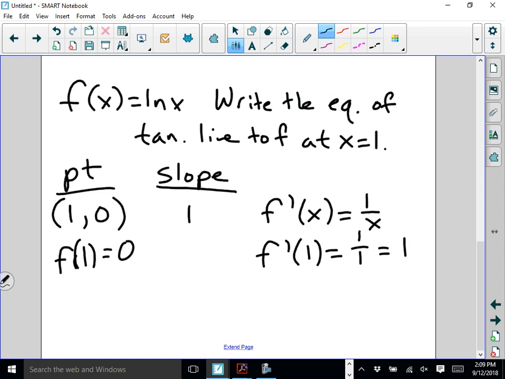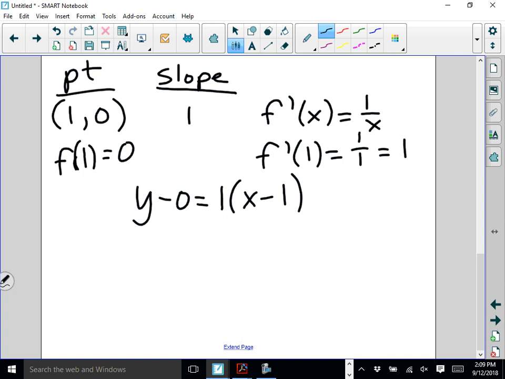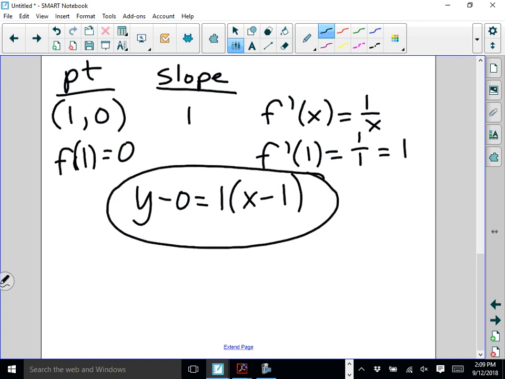Okay, now I'm going to write the equation of my line. I'm going to say y minus 0 equals the slope times x minus 1. Now this is a perfectly fine answer here, right? But we could also write this as y equals x minus 1, right? We could simplify it down to y equals x minus 1.